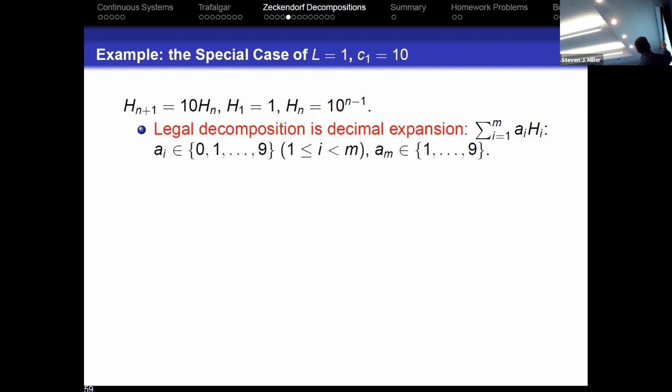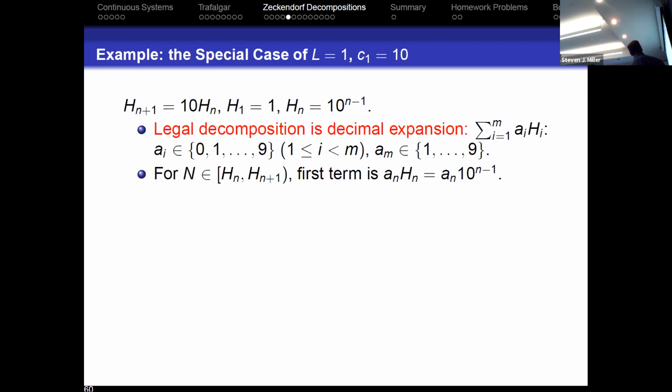So if I look at my legal decomposition, what is the analog of what I was doing before? It's counting how many summands I have. Well, it's just going to be counting the digits. Each a_i can be from 0 to 9, except for the leading term, which has to be from 1 to 9. So if I want to see what's the distribution for the number of summands, well, let's look at the distribution for the number of summands in this special case.